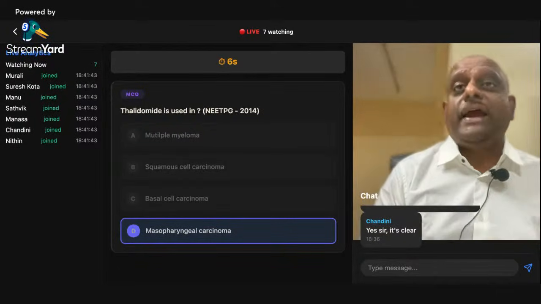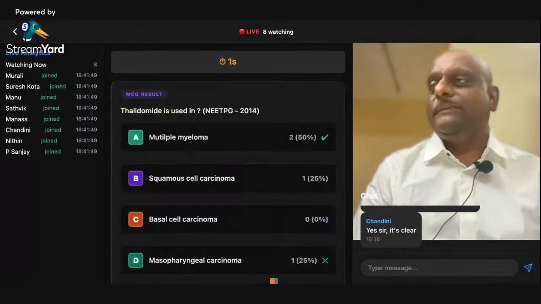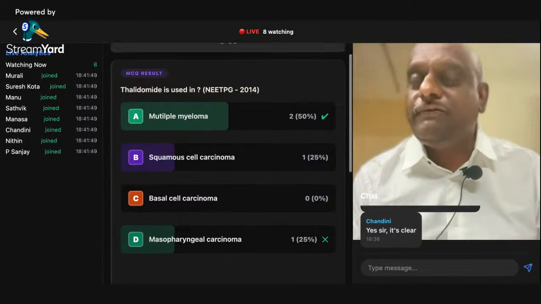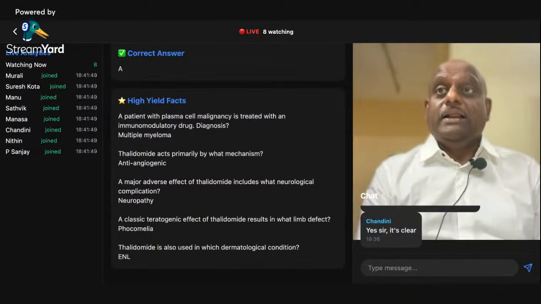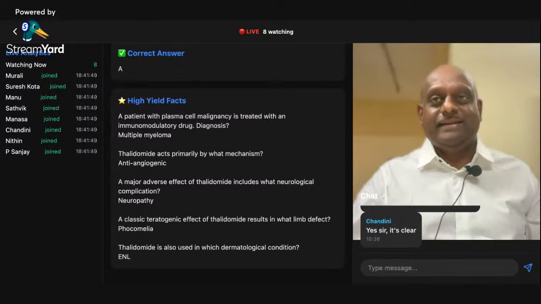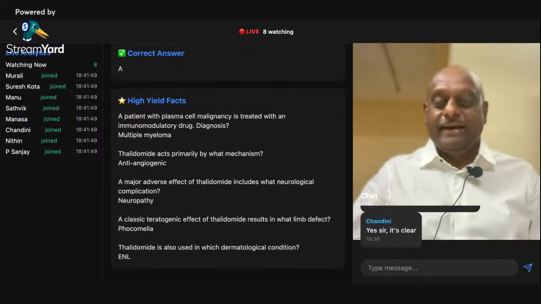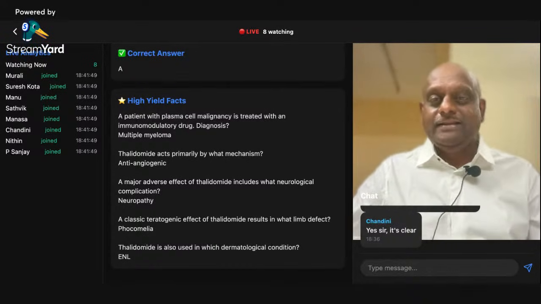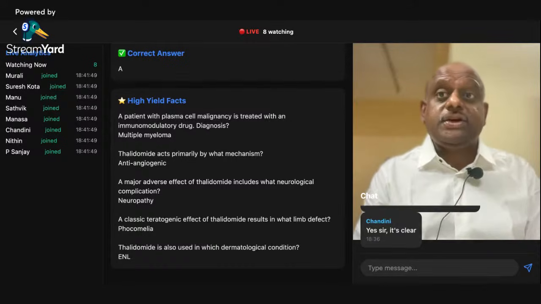Thalidomide is used in the case of, a 2014 NEET PG PYQ. Let's see. Very good. Only two of you correctly answered multiple myeloma. Satvik and Manasa, very competitive. Manasa joined a little late. The patient with plasma cell malignancy, we give the immunomodulatory drug thalidomide. So what is the main mechanism of thalidomide? It is anti-angiogenic in nature. And what is the major side effect of using thalidomide? Neuropathy. And thalidomide exposure in pregnancy can lead to phocomelia. And what is that skin condition where thalidomide is used?